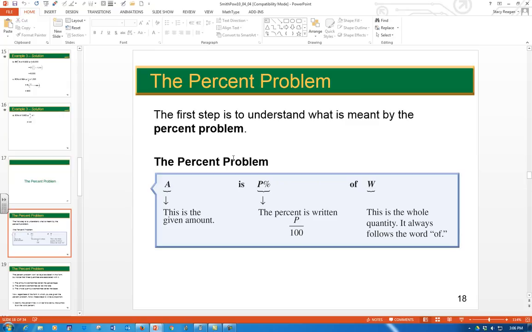And the template says that A, this is the given amount, is P%, which is the percent, of W, and W is the whole quantity. It always comes after the word of. So what you want to do is write all of your percent problems, even if they're in a paragraph, you want to narrow them down to this one sentence and give yourself the given amount, the percent, and the whole. And you want to try to identify the percent first because it's going to be the easy one. It's going to have either the word percent or a percent sign after it.